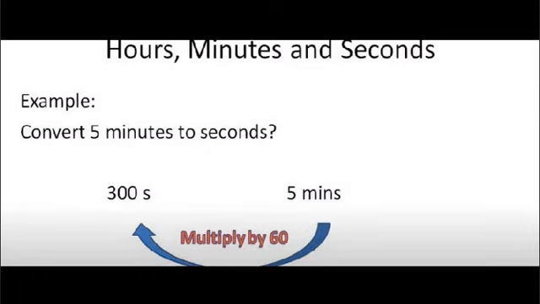Another example. Convert 5 minutes to seconds. Here we are converting minutes to seconds. So we need to multiply 5 by 60. That is 5 times 60. That will be equal to 300 seconds. That means in 5 minutes there are 300 seconds.